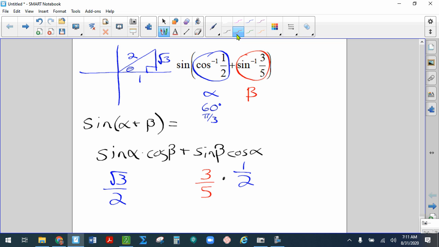But for the red one, I do need to draw the quadrant triangle. So inverse sine of 3/5, inverse sine is positive in quadrant 1. Draw this for the sine, opposite over hypotenuse, is 3 over 5. And then Pythagorean triple tells me that the bottom of that triangle is going to be 4. So I need the cosine of beta. So this is beta. Cosine of beta is 4/5.